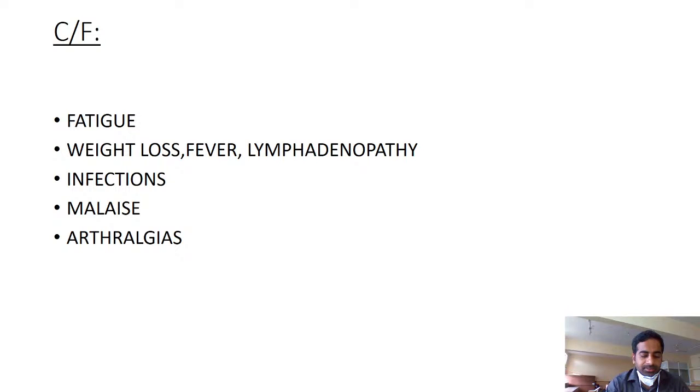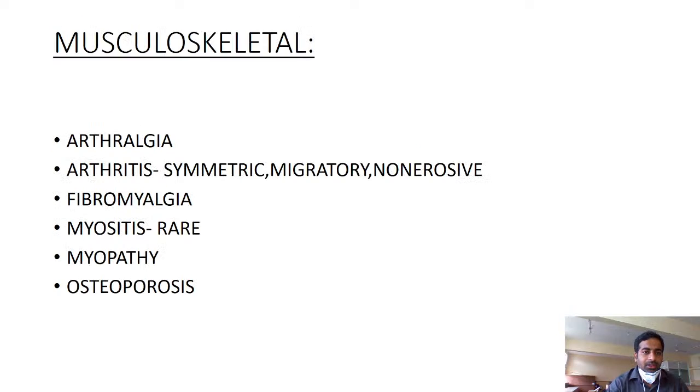Clinical features: most commonly, a middle-aged female who presents with fatigue, weight loss, fever, and immunocompromised status with increased predisposition to infections. They'll come with malaise and arthralgia, arthritis. All these are also features. Lymphadenopathies can also be seen.